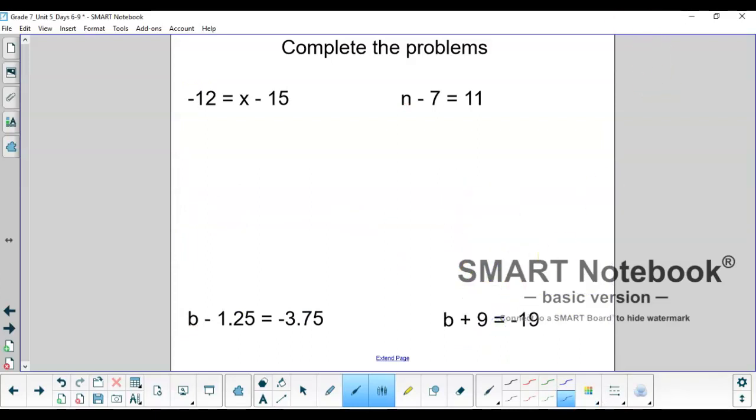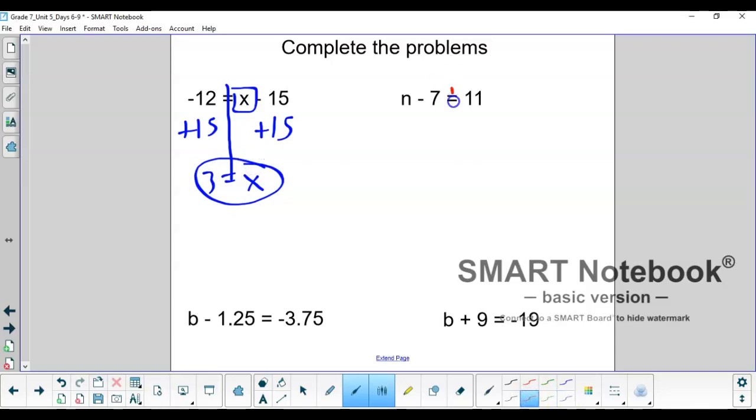So top left. Again, the first thing I want to do is break my equation into a left side and a right side and find my variable. It's on the right side. What's being done to x? Well, it's being subtracted by 15. The opposite of subtracting 15 is to add 15. Negative 12 plus 15 is positive 3, so 3 is equal to x.